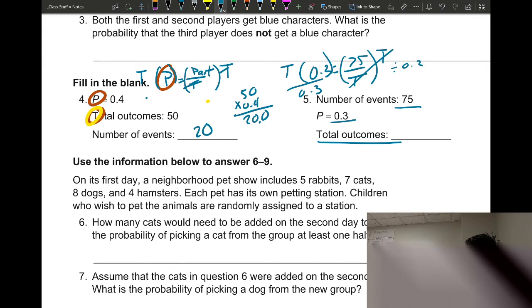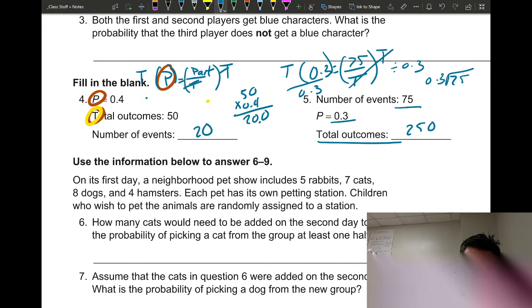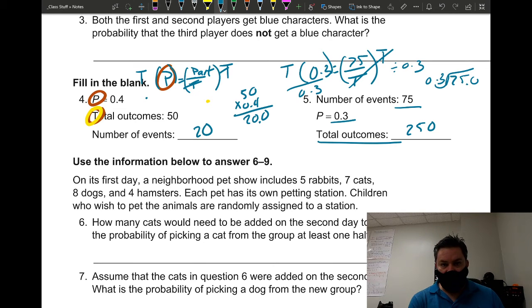So 75 divided by 0.3 gives me 250. You move the decimal over, add a zero, add a decimal, and then you divide, you get 250. And you can work it backwards. 250 times 0.3 will give you the 75 that you're looking for. Again, if you're looking for the number of events, you multiply by the decimal. And if you're looking for the total number of outcomes, you divide by that decimal. All you gotta do is work out the formula.